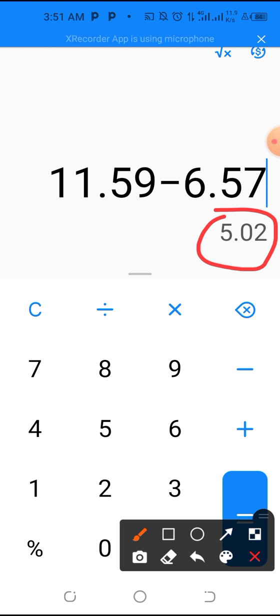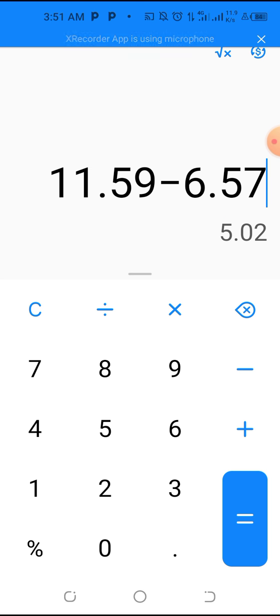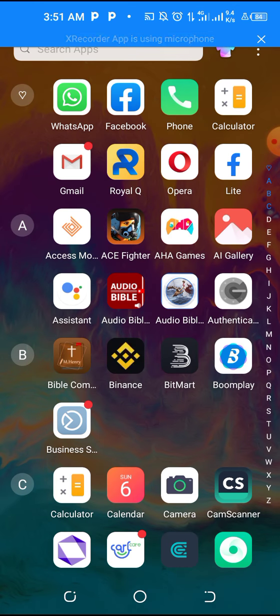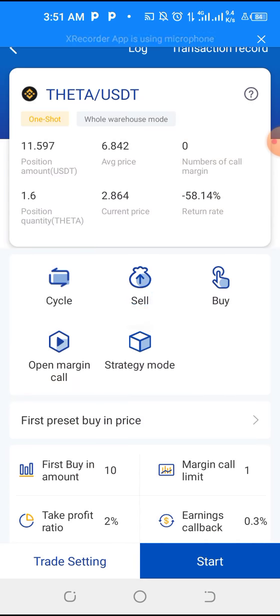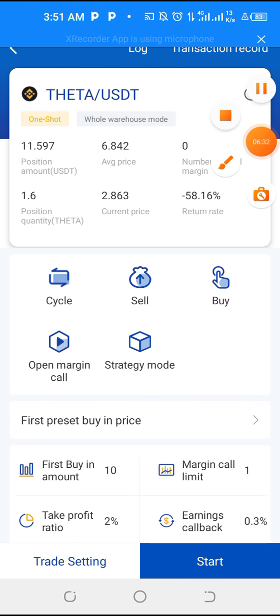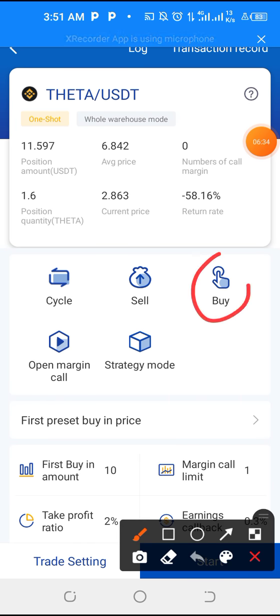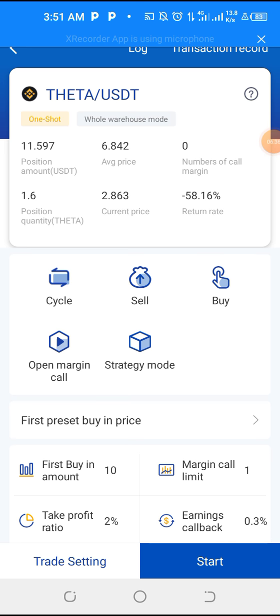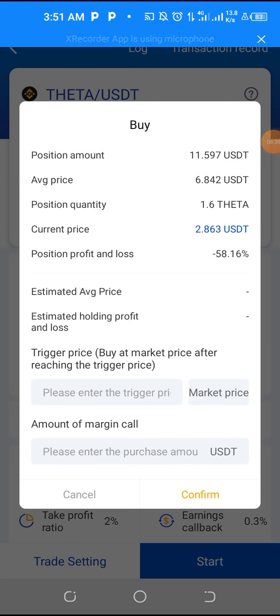So I can't afford to sell at a loss. So now, how can you replenish? What you do is you click on this buy button. You need to put in more money. You click on the buy button.